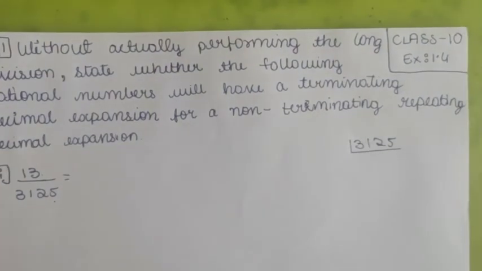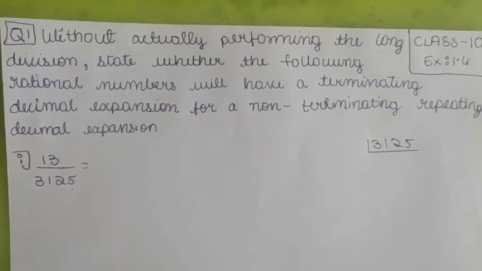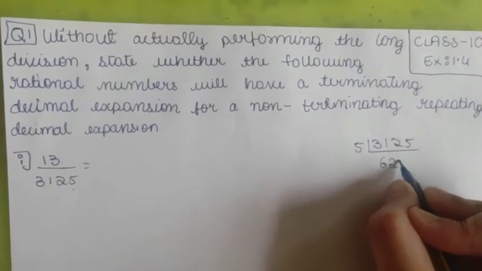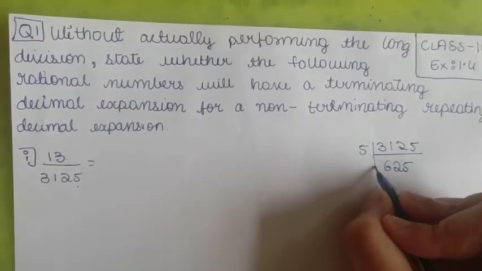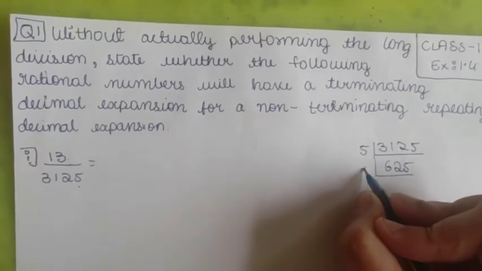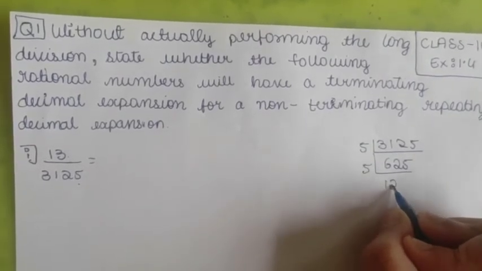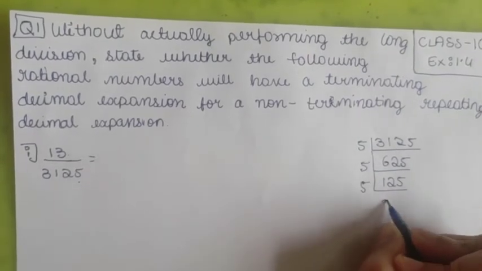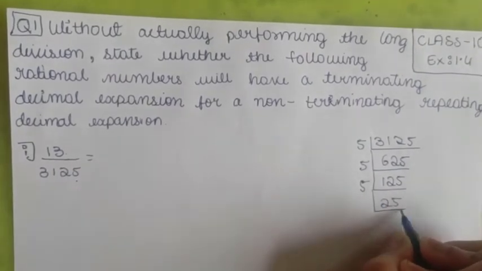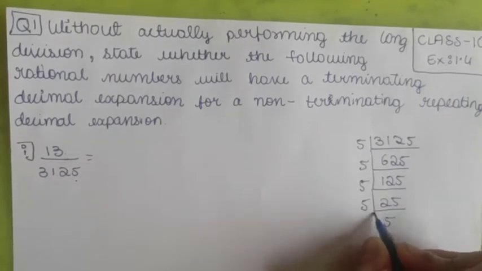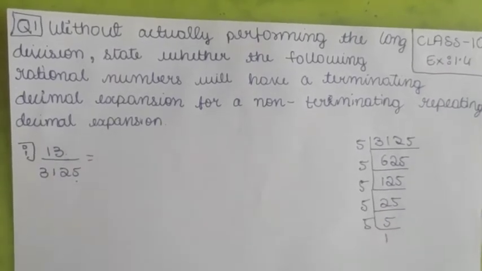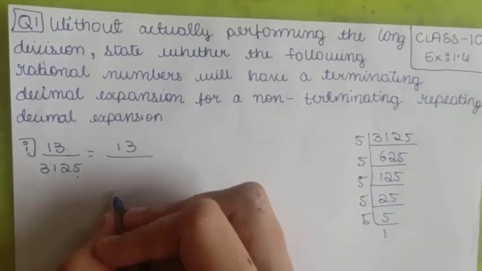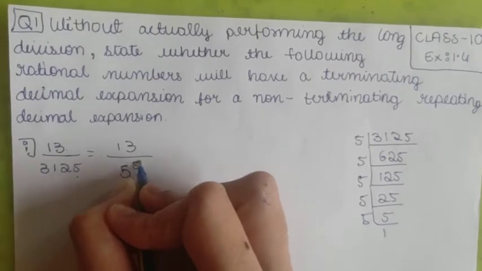Now this 3125 is divisible by 5, and here we get 625, and again this 625 is divisible by 5, that is 125, and again 125 is divisible by 5, that is 25, and again 25 is divisible by 5, and here 5 and here 5 and 1. So this 3125 can be written as 5 raised to 5.